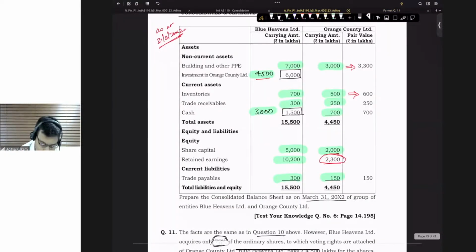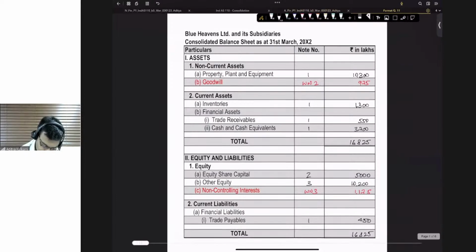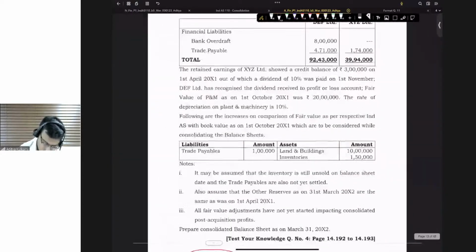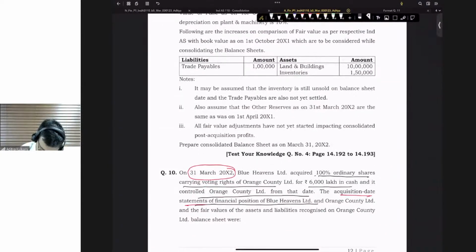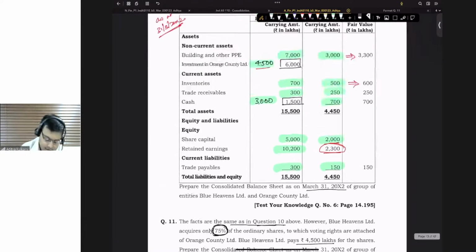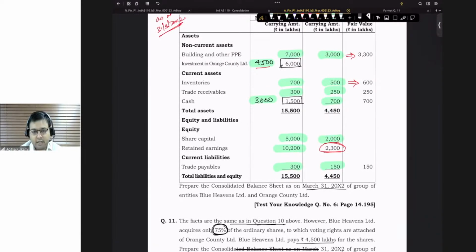Okay. Srishti, why the cash is 3000? All right. See, I told you, read question number 10. Question number 10 says 100% ordinary shares. But read question 11. It is saying same as in question 10, but Blue Heavens acquires only 75% for 4,500 lakhs. That means instead of 6,000, I took it as 4.5. So 1,500 it has paid less, no? So that amount goes in cash. So that is why 1,500 became 3,000.